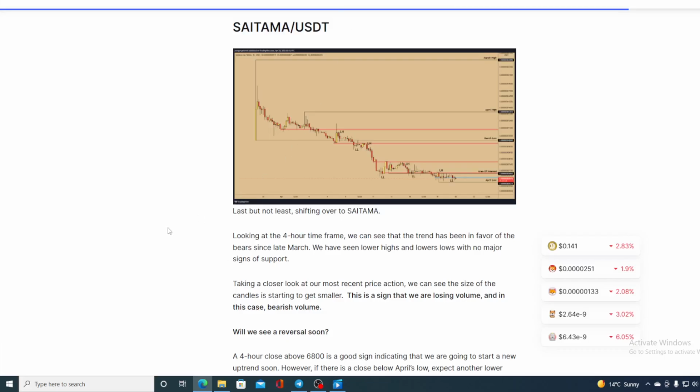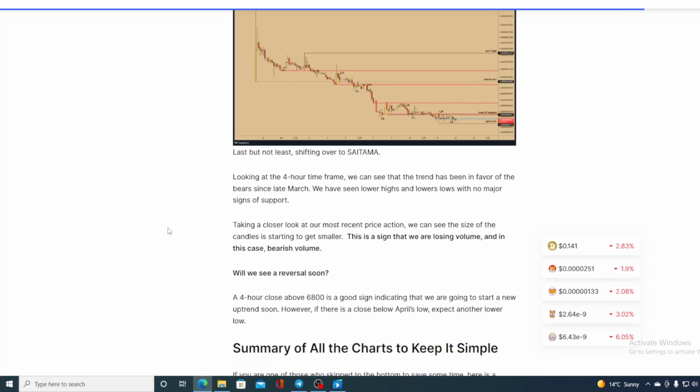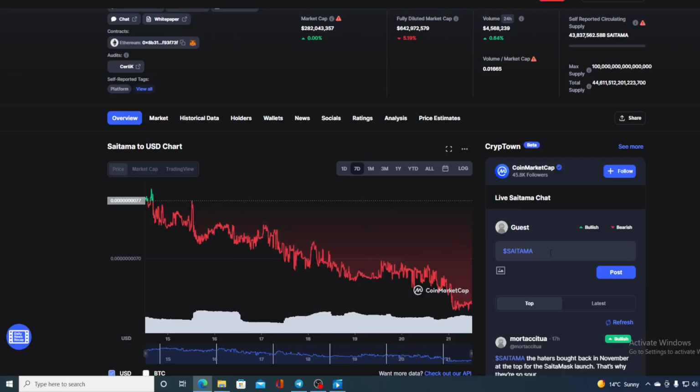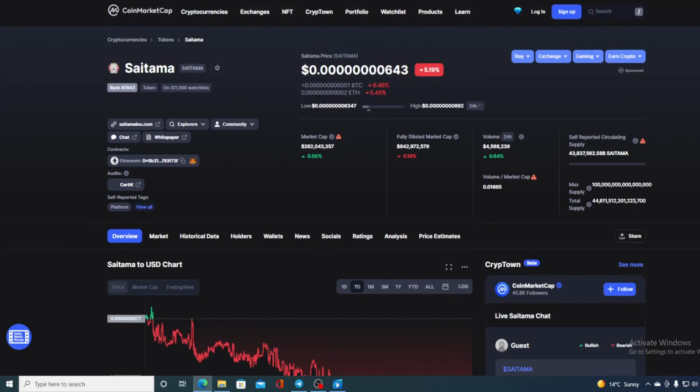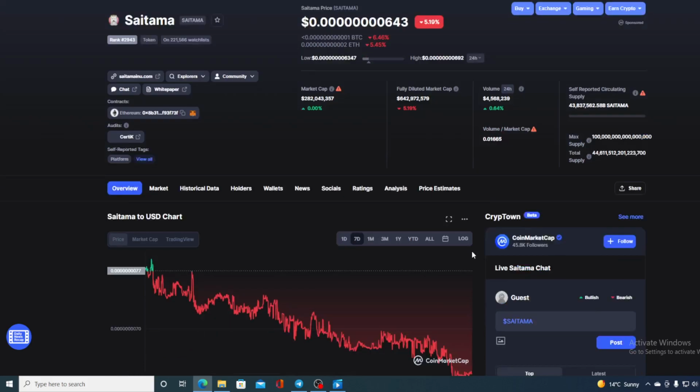Looking at the 4-hour time frame, we can see that the trend has been in favor of the bears since late March. We have seen lower highs and lower lows with no major signs of support. Taking a closer look at our most recent price action, we can see the size of the candles is starting to get smaller. This is a sign that we are losing volume, and in this case, bearish volume. A 4-hour close above 6,800 is a good sign, indicating that we are going to start a new uptrend soon. However, if there is a close below April's low, expect another lower low soon. So right now, the value is at 0.80643, and where will it go in the future?